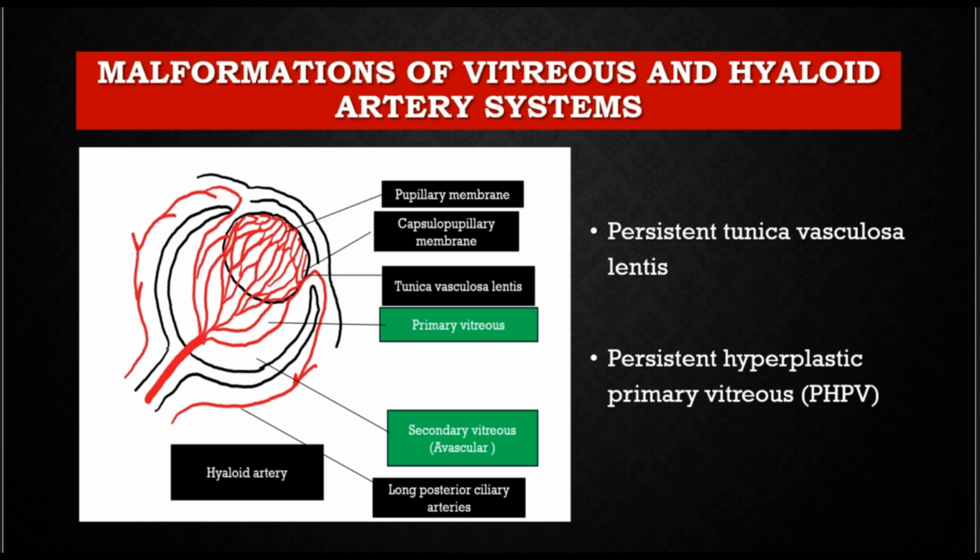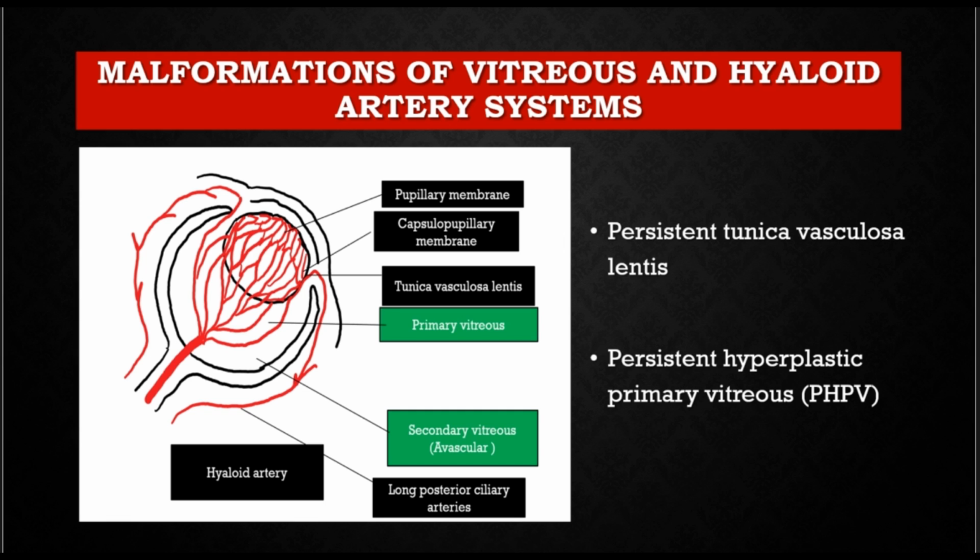Now, whenever the vessels are persisting, usually some amount of collagenous tissue will also persist along with them, and such fibrovascular tissue is later going to contract and cause traction on the surrounding structures, leading to deformation of the normal tissues of the anterior and the posterior segment.